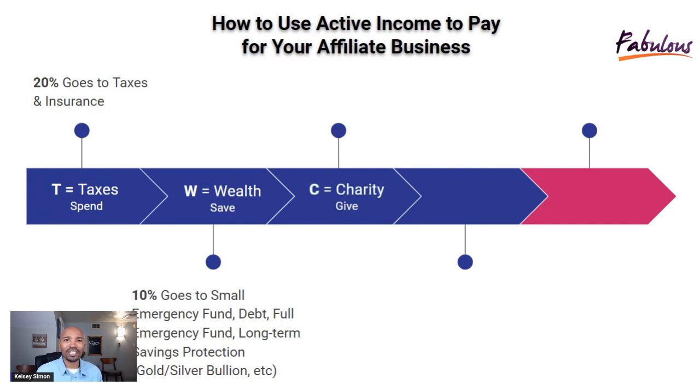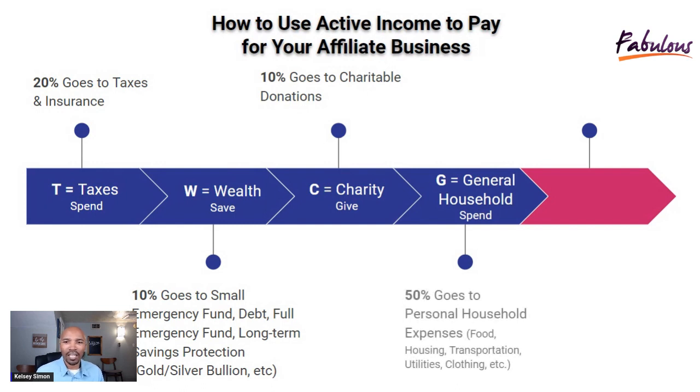Now the C is charity. This is your giving. So you want to allow 10% of your income towards charitable donations. And then the G is for general household expenses. And this is for spending. And 50% of your active income will go towards your personal household expenses like food and housing, transportation, utilities, clothing, etc.